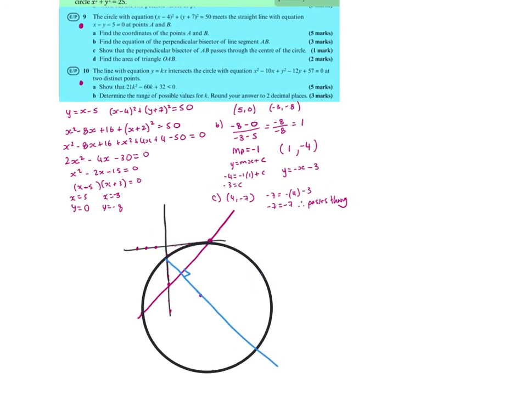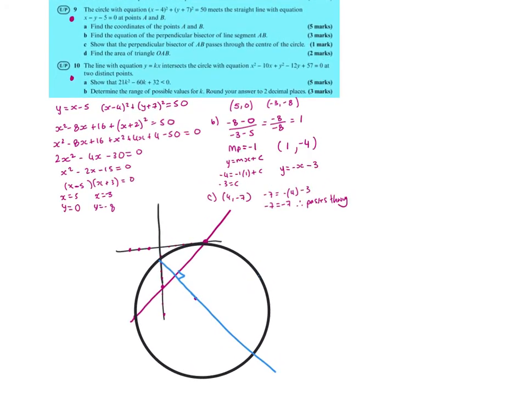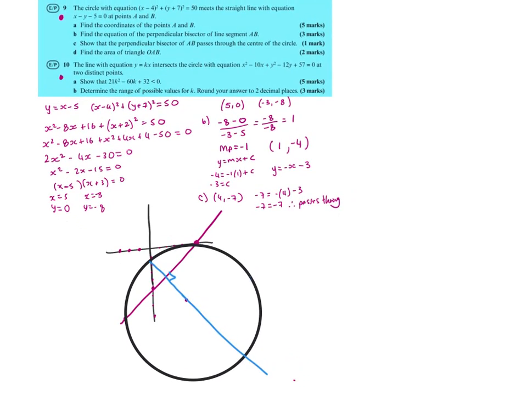The question then says, find the area of the triangle OAB. Now I know that this is, A is which one? Doesn't matter. Let's say this is A here, (minus 3, minus 8). And this is B here, (5, 0). Okay? And it wants AOB.